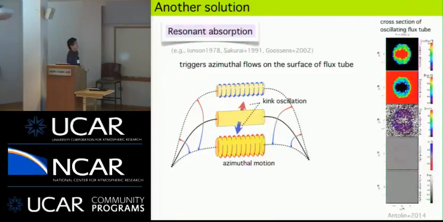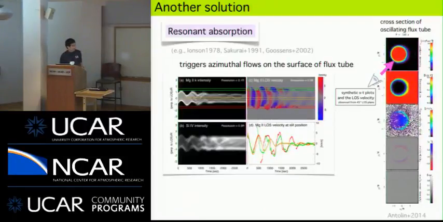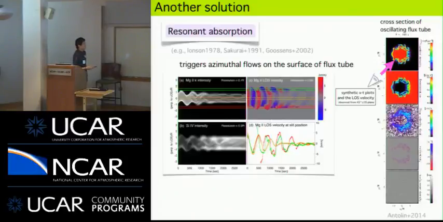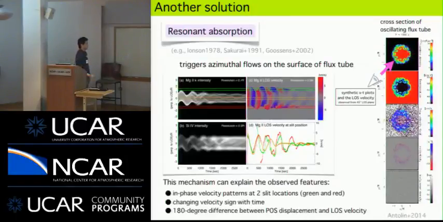And when we see this oscillating thread from this direction, for example, 45 degrees, we made synthesized profiles, space-time plots. And this is the intensity, and this is the Doppler velocity, and these 3 colors indicate the IRIS slit locations, and this is the velocity at these 3 positions. From these panels, this mechanism can explain the observational features as well.